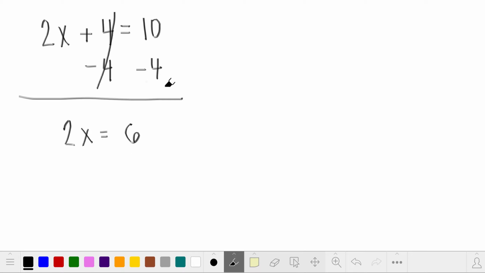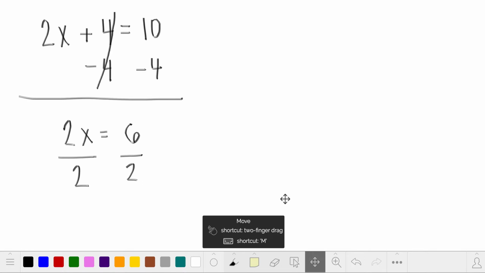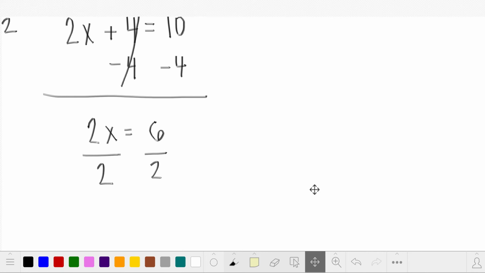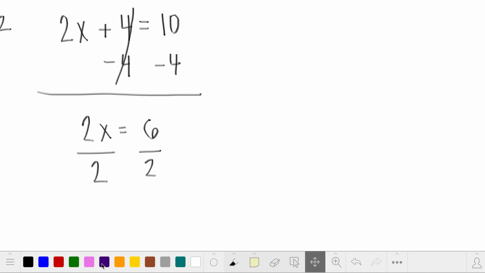Right? So getting rid of the 4 initially gets me one step closer to the x. And then here, I need to divide both sides by 2. Ultimately, that'll get me to the solution. The 2's will cancel, and I get x is equal to 3.